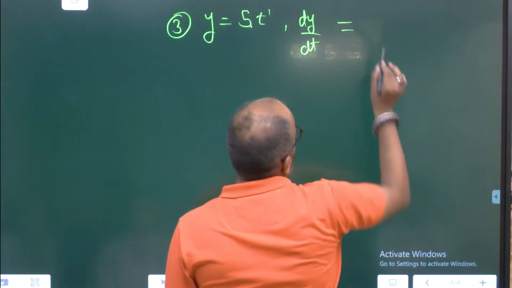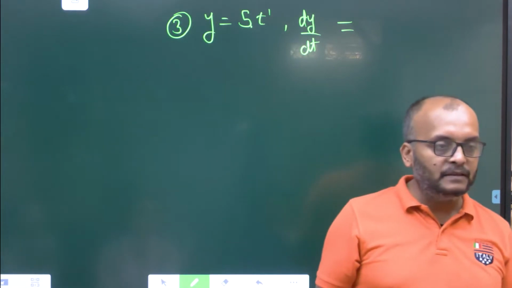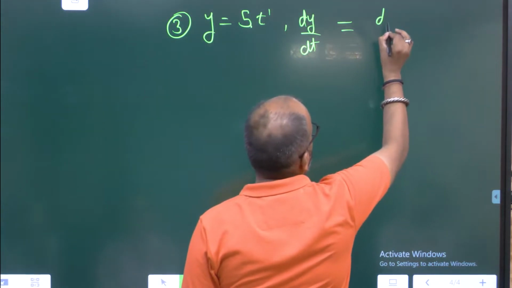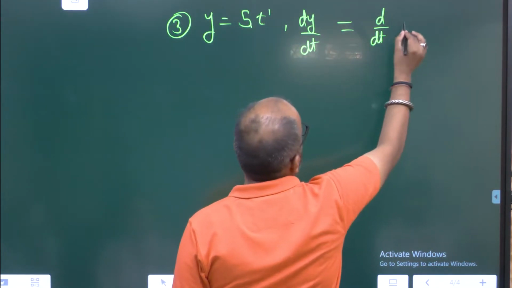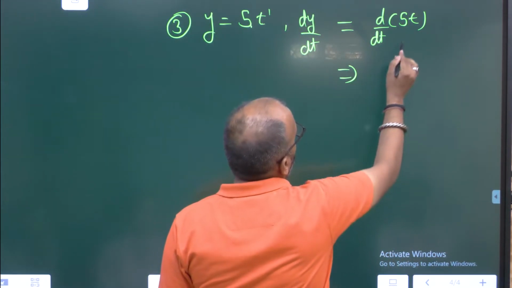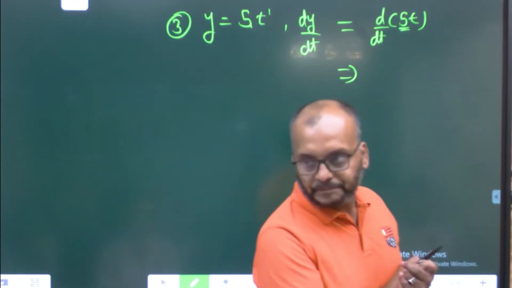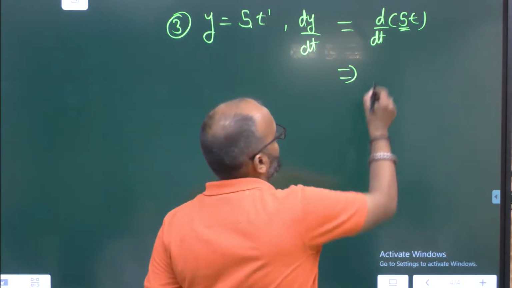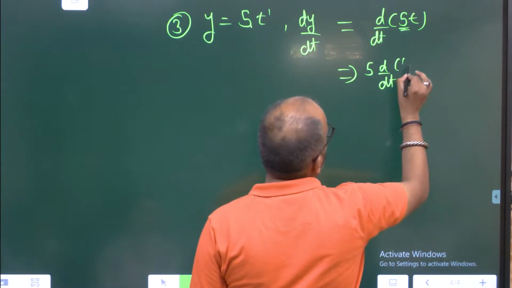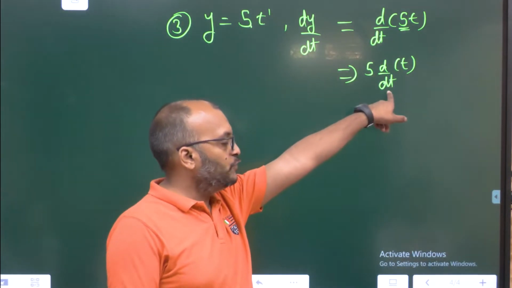Okay. See, it is very simple, please pay attention. Whenever a constant is multiplied to a variable and you are differentiating with respect to that variable, we will write it like this: d by dt of y. What is y? y is 5t. Now take the constant outside the differentiation. So 5 will come here. d by dt of t. So you will differentiate t with respect to t.